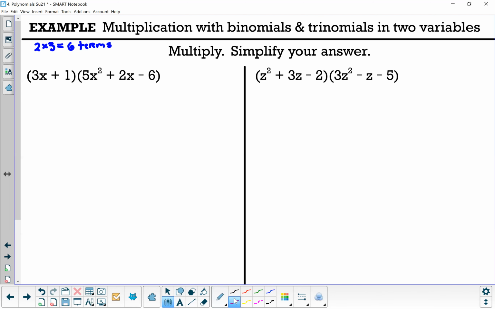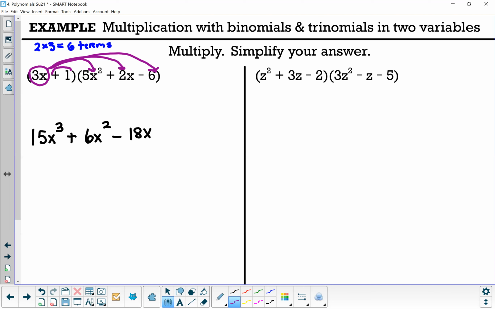So let's go ahead and distribute the 3x there, there, and there. So we have 3x times the 5x squared. So that gives me 15x cubed. Remember, you're adding your exponents. Okay, plus 3x times the 2x. So that gives me 6x squared. And then minus 3x times the 6. So that gives us 18x. Halfway there.